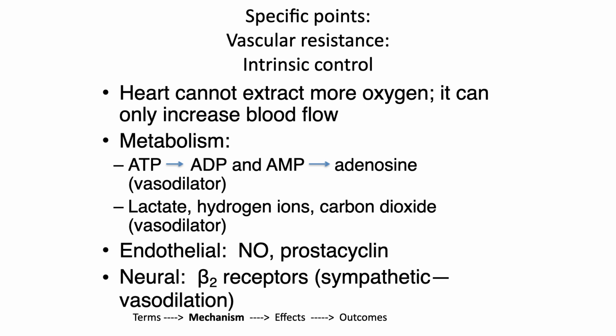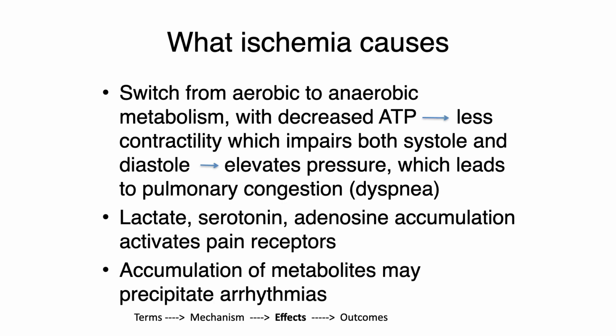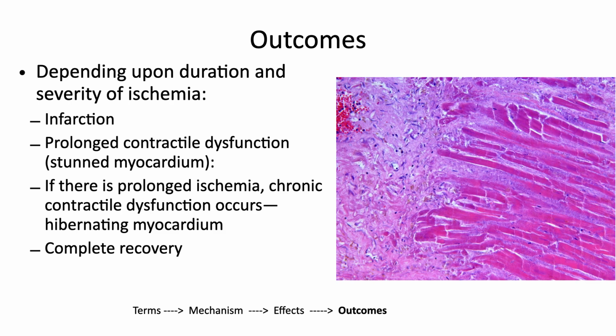So it's not just, like I said, from the outside, not just from compression of the coronary arteries or things like that, but also from how intrinsically it's working, how it's vasodilating, how it's vasoconstricting. So what happens is you get a switch from aerobic to anaerobic metabolism. And so you get an increased production of metabolic byproducts, and these metabolites can actually precipitate dysrhythmias. And then the outcome depends upon the duration and the severity of the ischemia.